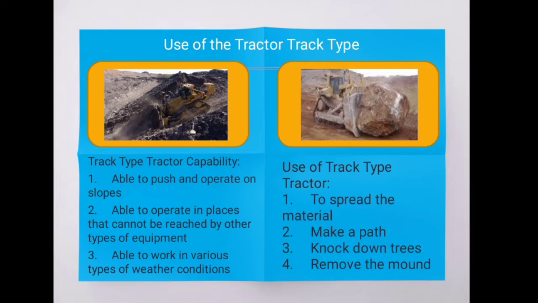Next, the capability and use of the track type tractor. Track type tractor capability. First, able to push and operate on slopes. Second, able to operate in places that cannot be reached by other types of equipment. Third, able to work in various types of weather conditions.